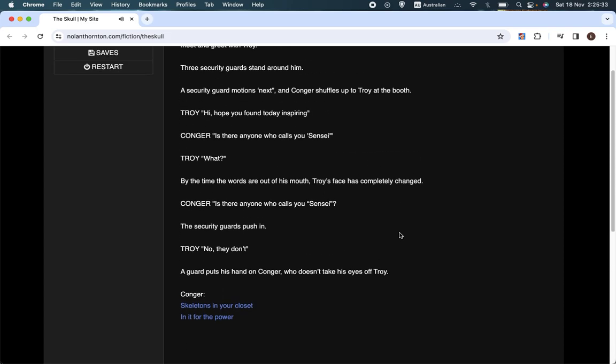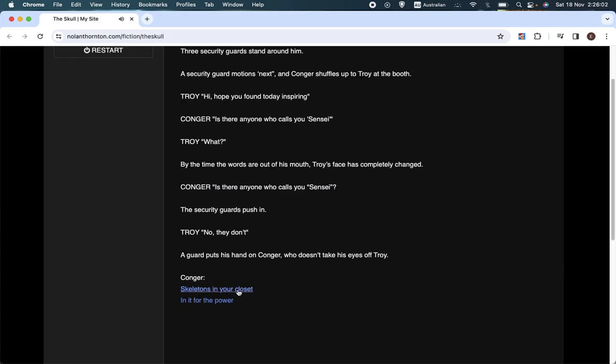I have no idea what's going on here. I know that sensei is a term that is mentioned earlier in the story, so he hasn't just come out with that from nowhere, but I'm not sure what expression Troy's face is meant to have. I'm not sure what Conger, i.e. me, the main character, intended to gain by asking this, and then I'm not sure what he thinks he's going to gain by saying skeletons in your closet or in it for the power.